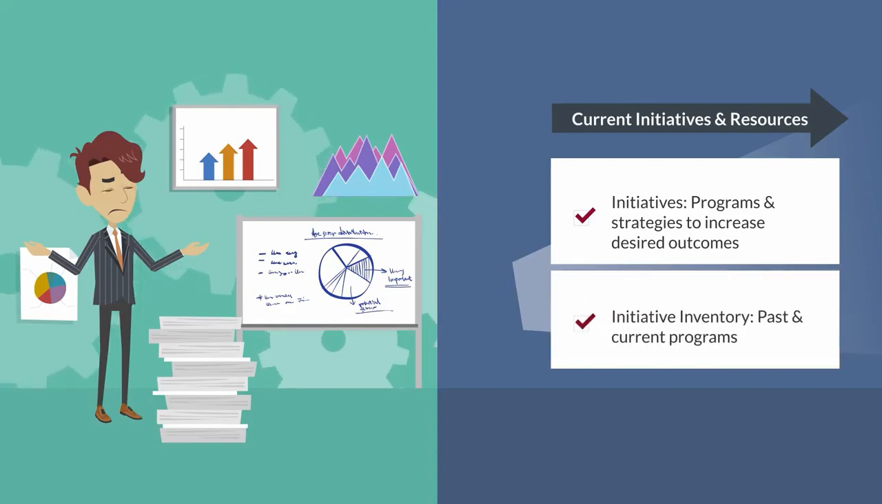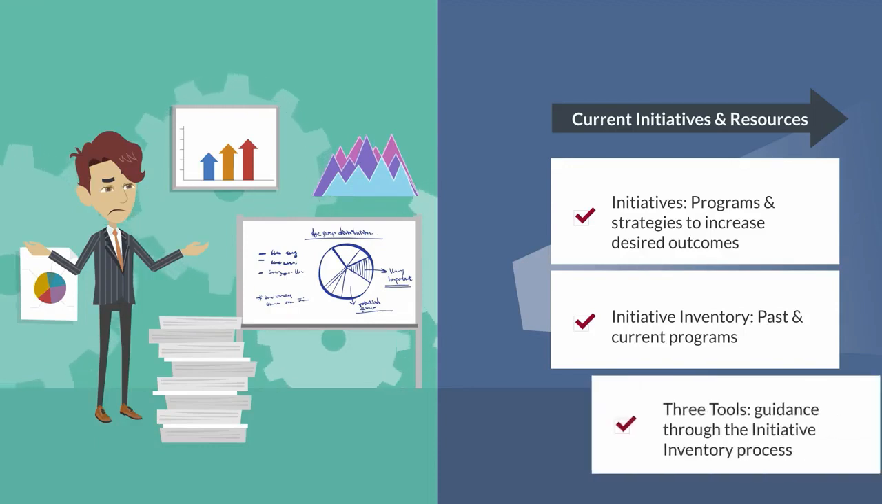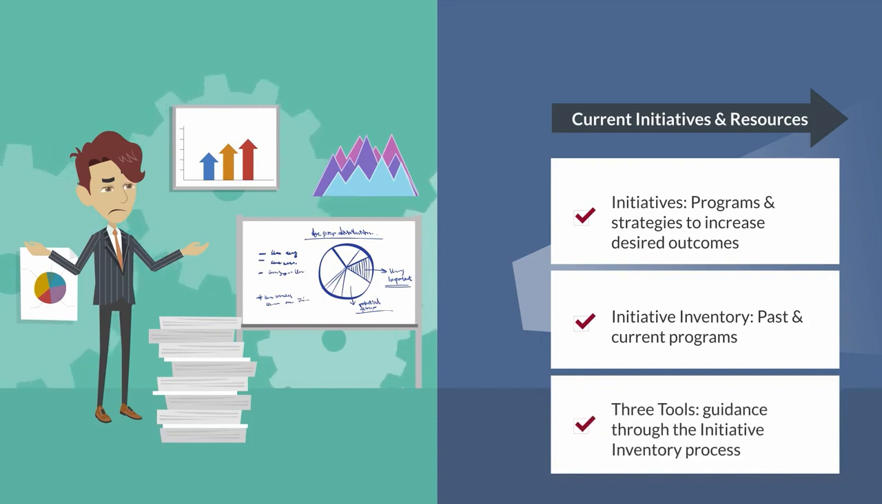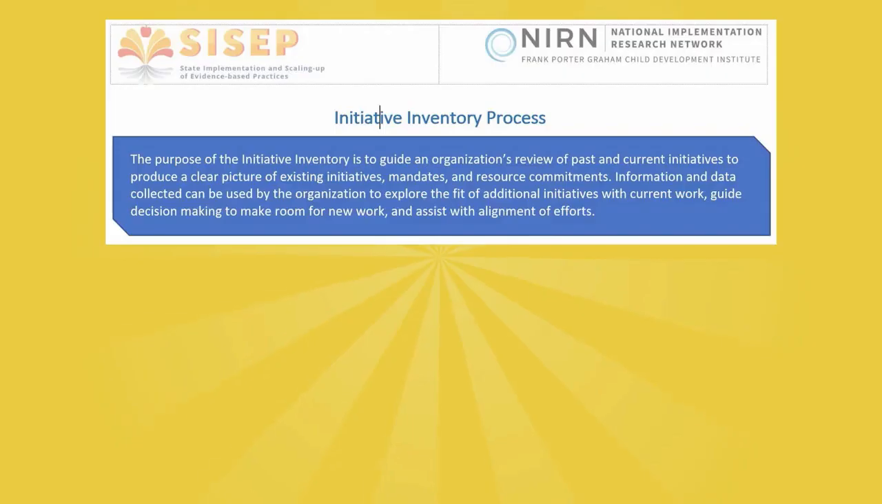The initiative inventory can be used to guide your team's review of past and current programs to get a clear picture of successful strategies and challenges, along with existing mandates and resource commitments. Completing this initiative inventory will also help the district align work that is currently being done to impacts that they would like to make in their TIP and GRIP. We're going to take a look at 3 tools that can help you through this process.